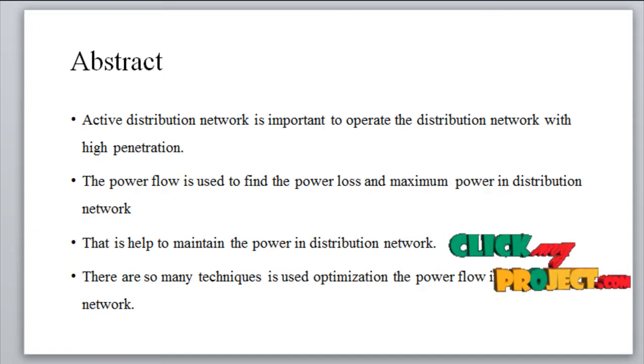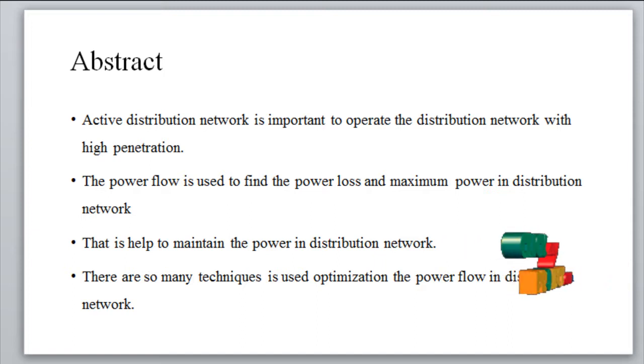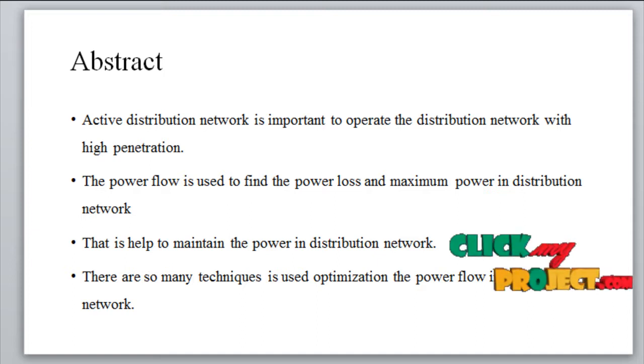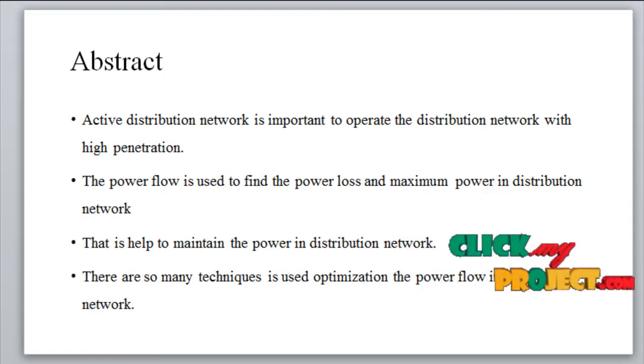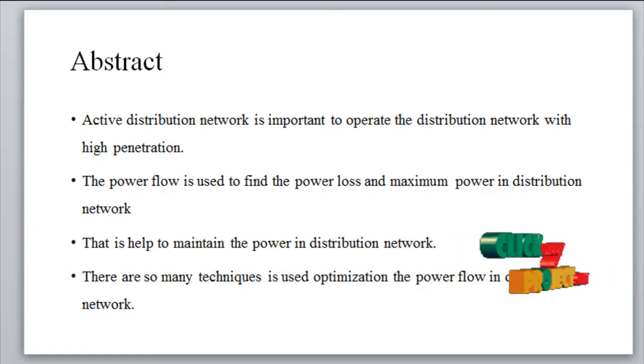Abstract. Active distribution network is important to operate the distribution network with high penetration. The power flow is used to find the power loss and maximum power in the distribution network. That helps to maintain the power in the distribution network. There are many techniques used to optimize the power flow in a distribution network.